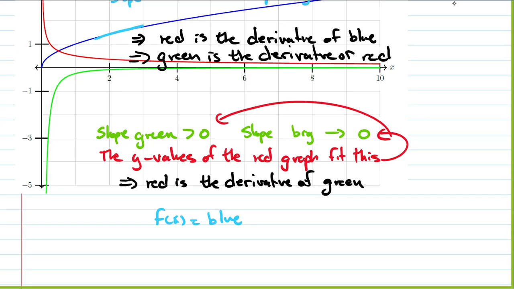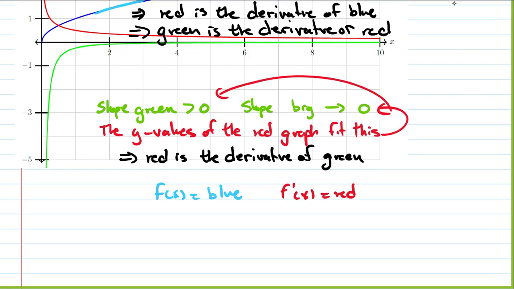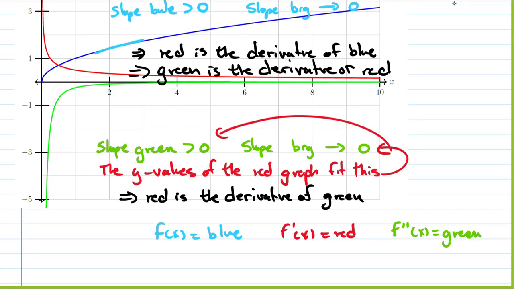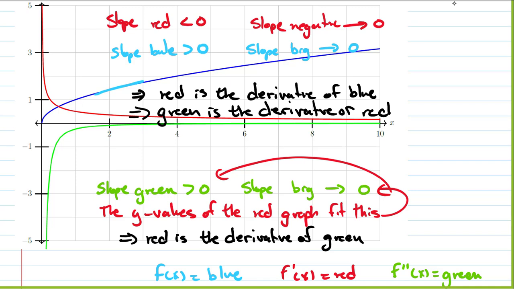And red is F prime. And then green is the derivative of red, so that would be F double prime is green. So when we have multiple graphs to compare, we have to start off by just picking one. As we did it this time, did we pick the right one the first time? We made a valid analysis, but then when we tried to make our chain, it didn't work.